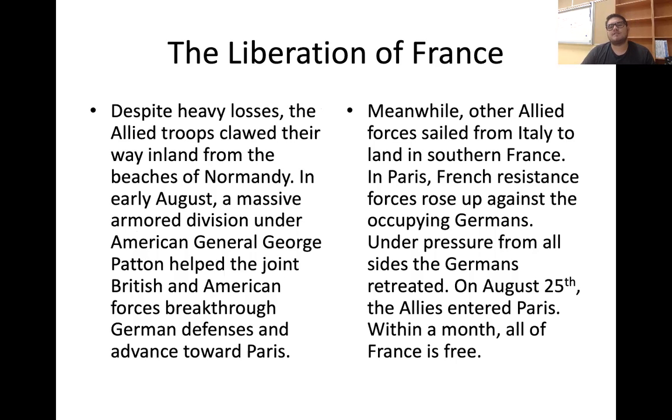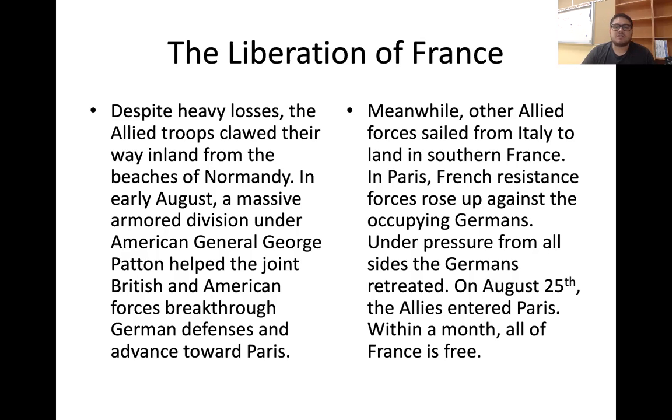Meanwhile, other Allied forces sailed from Italy to land in southern France. In Paris, French resistance forces rose up against the occupying Germans. Under pressure from all sides, the Germans retreated. On August 25th, the Allies entered Paris. Within a month, all of France is free.